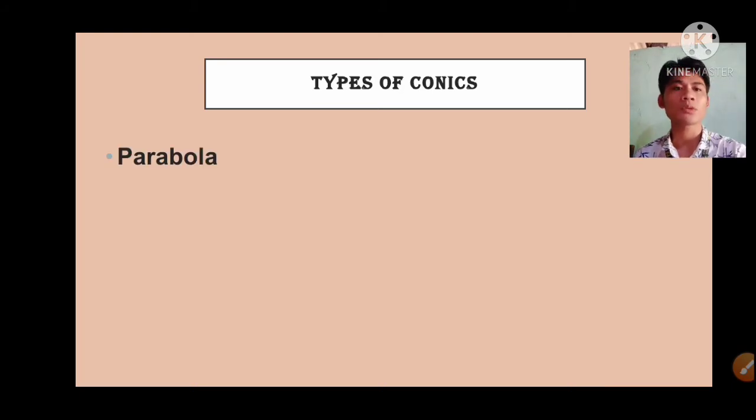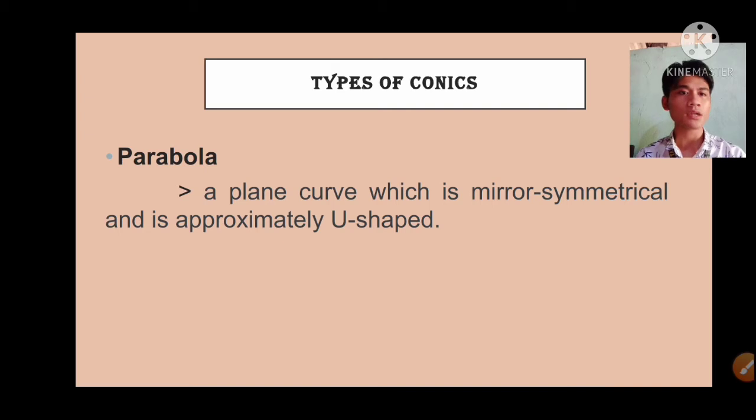First is the parabola, which is defined as a plane curve which is mirror symmetrical or is approximately U-shaped. So it means that if we were going to graph a parabola or plot the points of a parabola, then it must form a U shape.